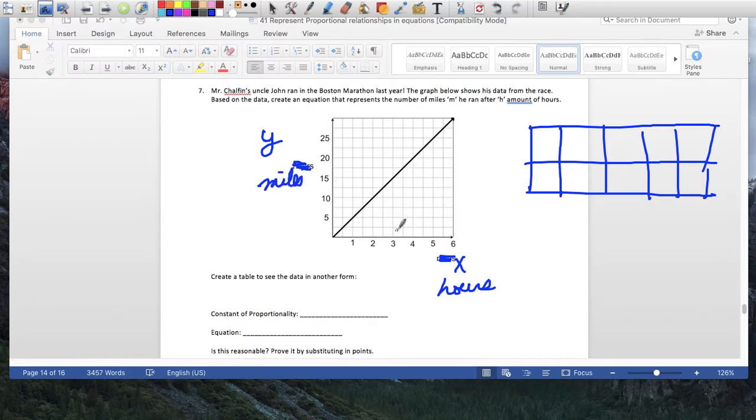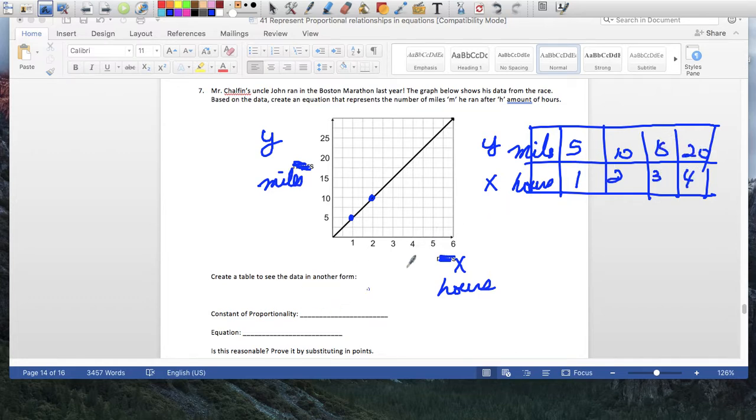So let's create a table. So this would be hours. This would be miles, which is my y. This is my x. So in 1 hour, can we tell how much he went? He went 5 miles. There's my dot right there. In 2 hours, he went 10. 3 hours, 15. 4 hours, 20, and so on and so on.